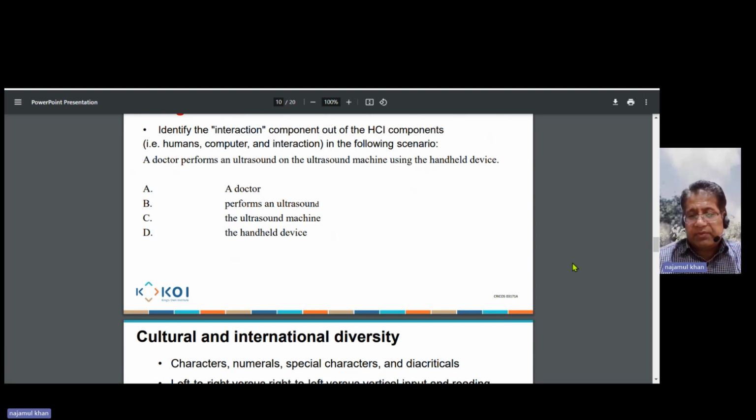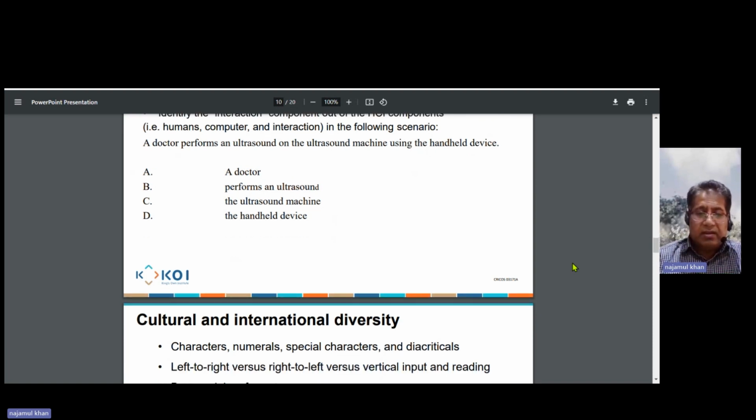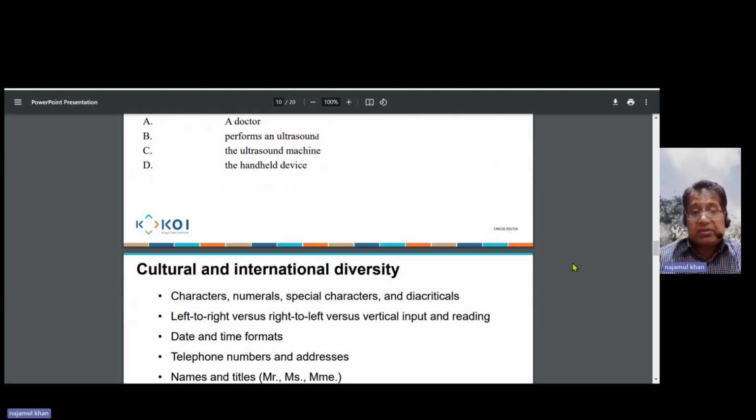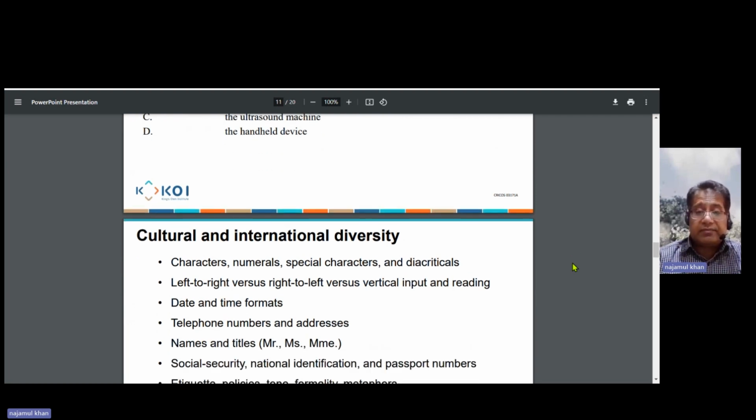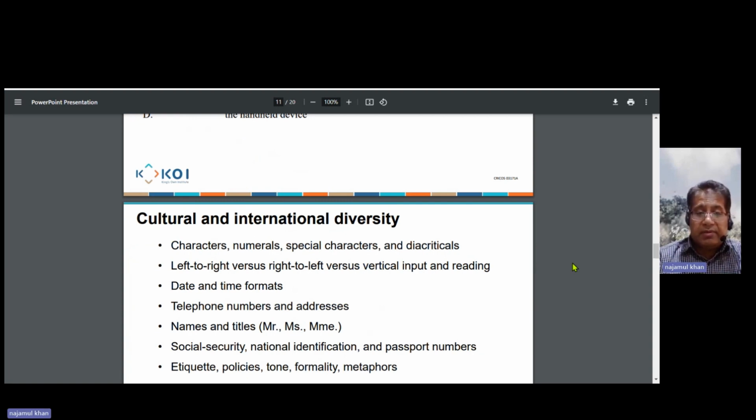Now, some of the things we're going to look at, which are also very important, are cultural and international diversity. When it comes to the design process, designers will have difficulty because societies differ. Different characters are used. Some people write from right to left, and some write from left to right. So we are talking about characters, numerals, special characters, and left to right versus right to left. There are a lot of things here.